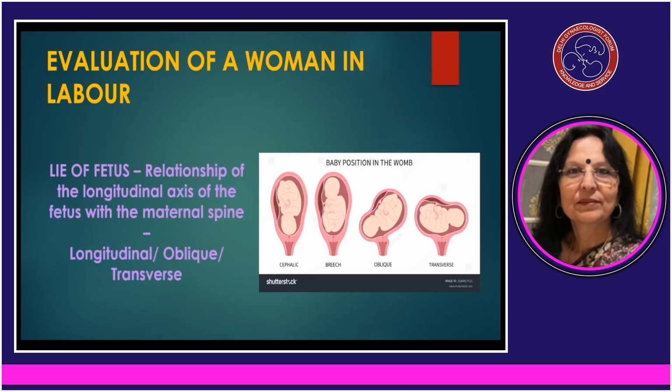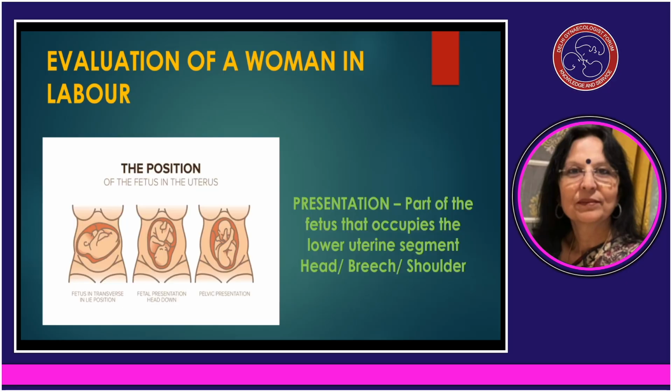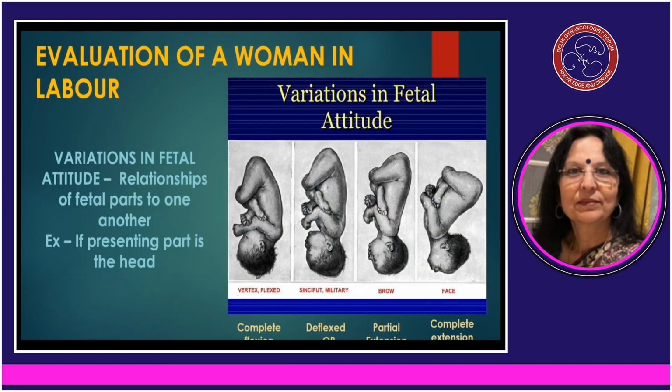Then we will see the lie of the fetus, whether it is longitudinal, oblique, or transverse. In a longitudinal lie also, we see whether it is cephalic or breech. Then we will see the presentation, which is the part of the fetus occupying the lower uterine segment. And we will also see the fetal attitude.